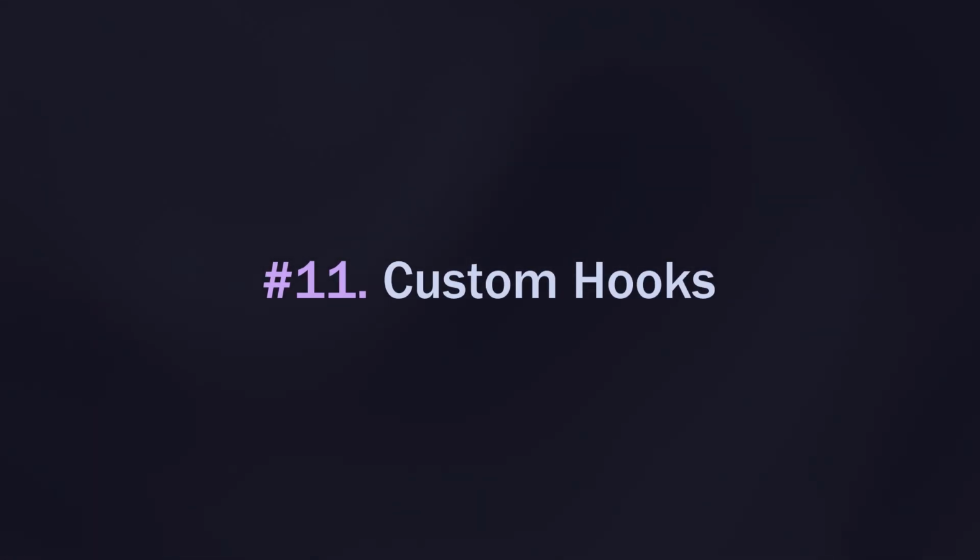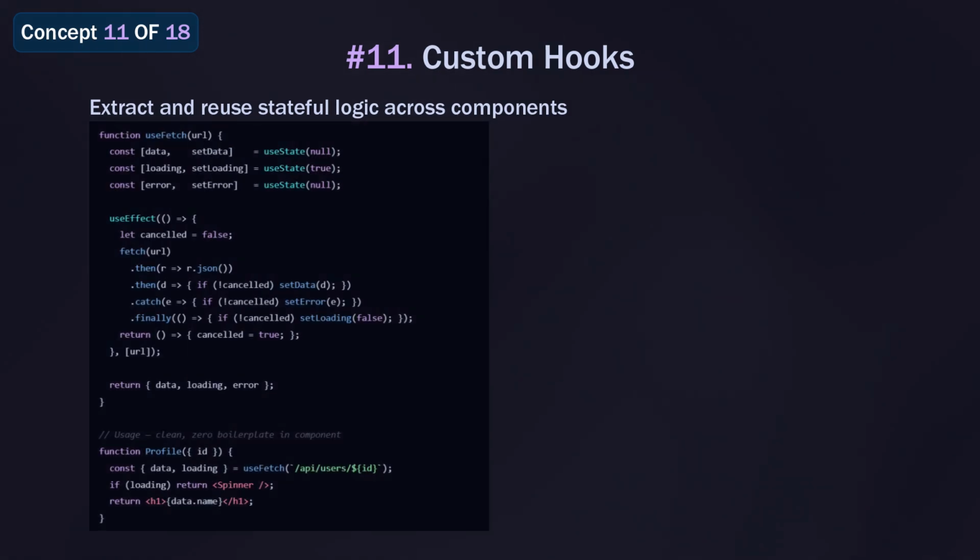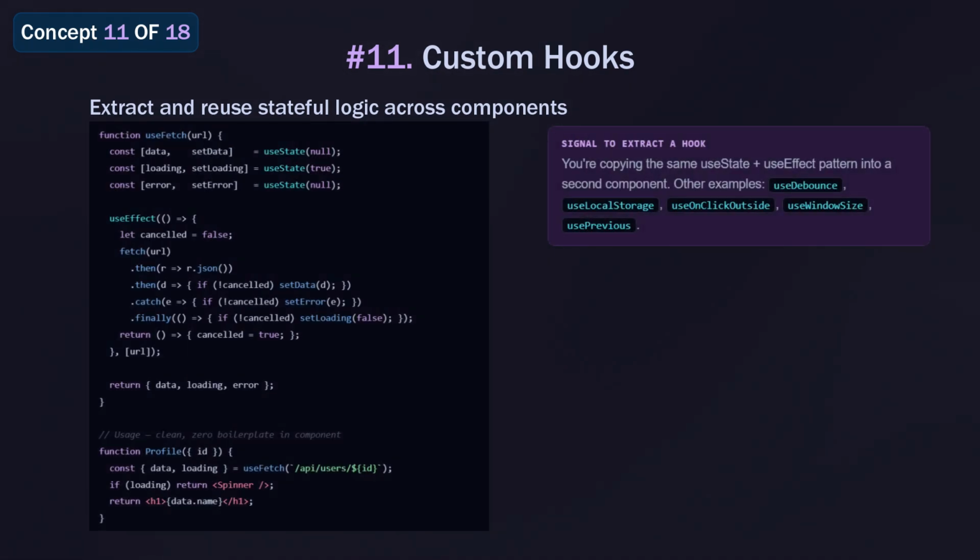Custom hooks. A custom hook is a JavaScript function whose name starts with use and that calls other hooks internally. The naming convention is required. It's how React's linter and tooling identify it as a hook and enforce the rules of hooks. The purpose of a custom hook is to extract and share stateful logic across components. No UI, just logic. The same way you extract repeated functions into utilities, you extract repeated hook patterns into custom hooks. The signal that you need one: you're copying the same useState, useEffect combination into a second component. That's the moment to extract.